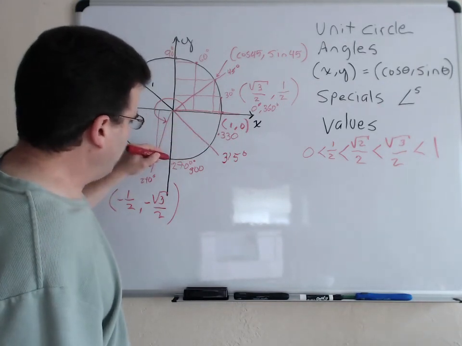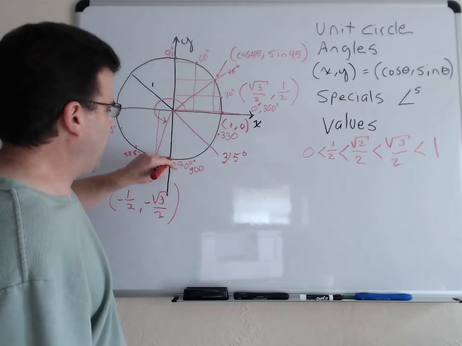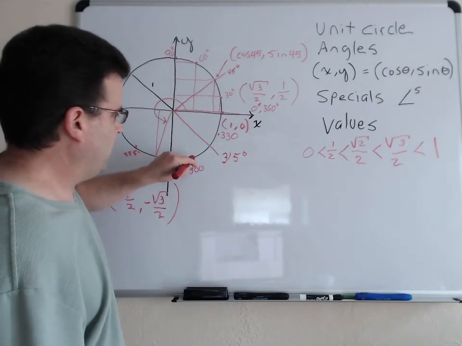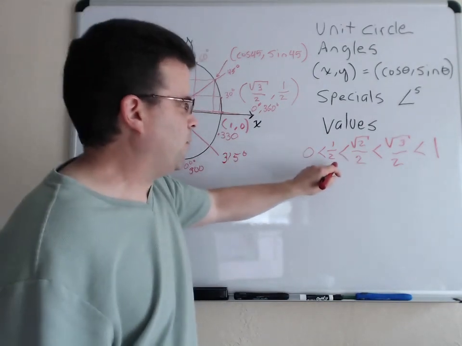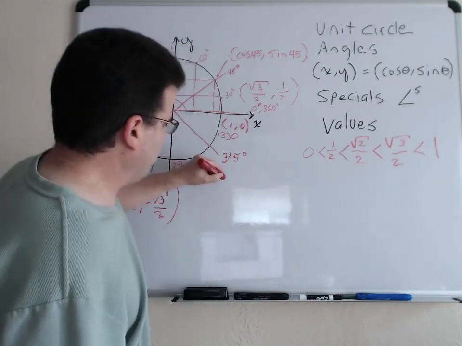So the x-coordinate is going to be this length. And the smallest one is right here on the y-axis. The next smallest one is here. And the next smallest one is the one we want. So smallest, next, oh, must be √2/2.